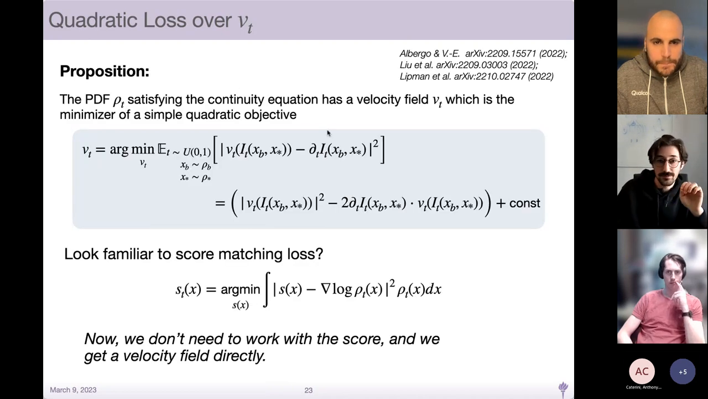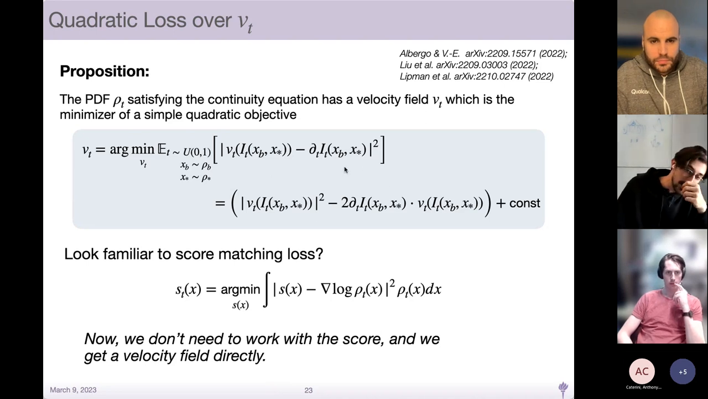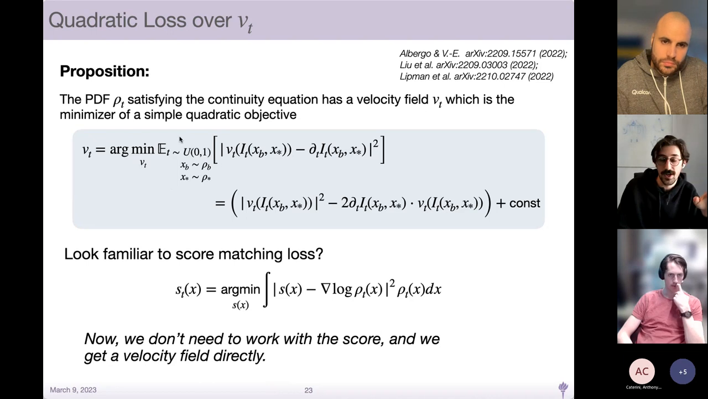So here's a very simple proposition. The optimal velocity field, the one that minimizes the following objective, is actually very straightforward to define. The rho_t that satisfies that continuity equation that I just wrote on the previous page has a velocity field which is the unique minimizer of a very simple quadratic objective function. It says uniformly sample over time, independently sample over the base distribution, independently sample over the target distribution, and evaluate this least squares objective. Evaluate the velocity at the interpolant and evaluate the time derivative of the interpolant and just take the difference squared. And this should give you the velocity field that connects the two densities.